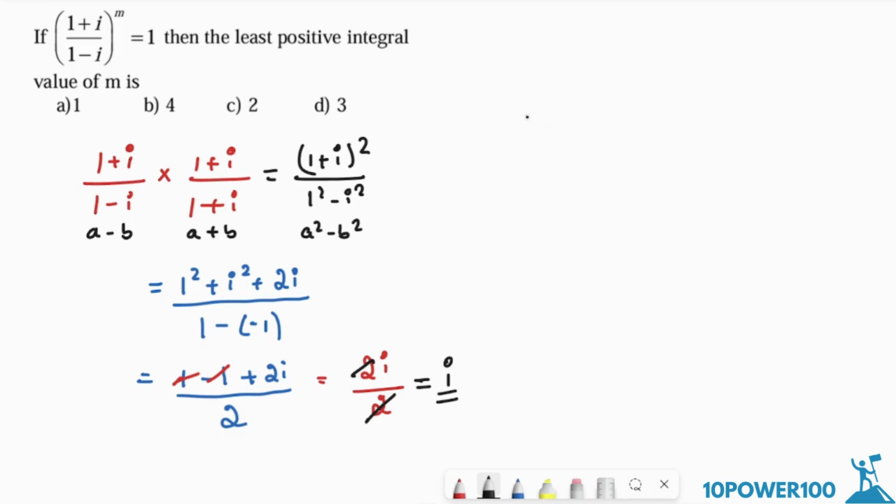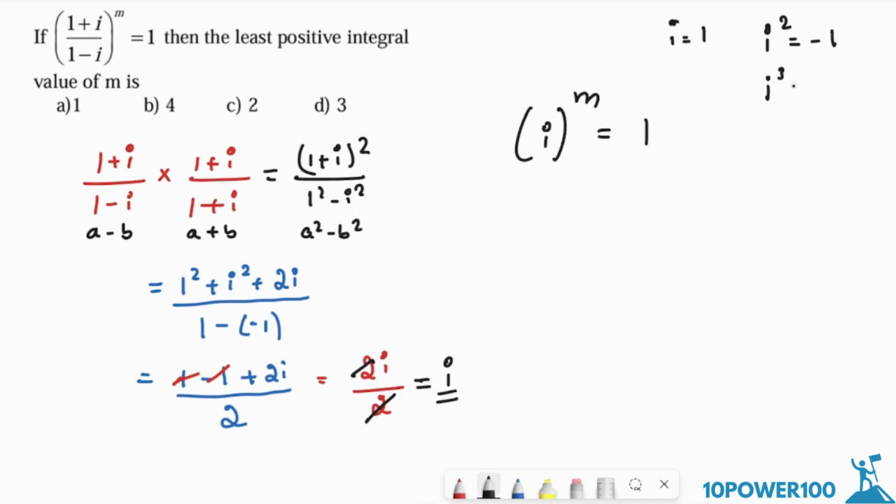Now let's replace this value in place of that. We get i power m is equal to 1. You all know i square is minus 1. i is i only. i power 1 is nothing but i. i square is minus 1.